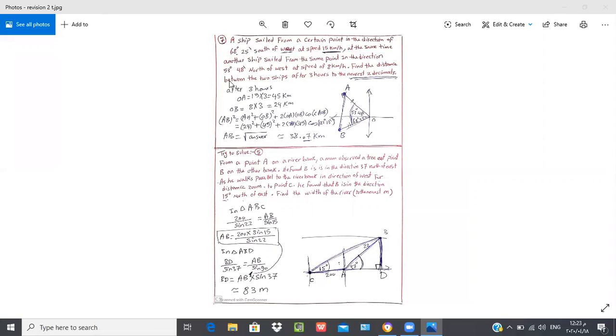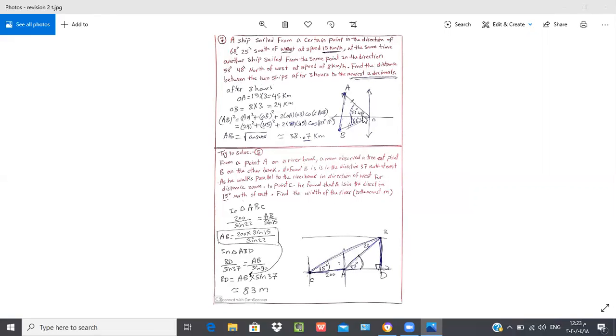At the same time, another ship sailed from the same point in the direction of, this is the angle, north of west. The angle will be with west again, 53 degrees 48 minutes, with a speed of 8 kilometers per hour. Find the distance between the two ships after 3 hours to the nearest two decimals.